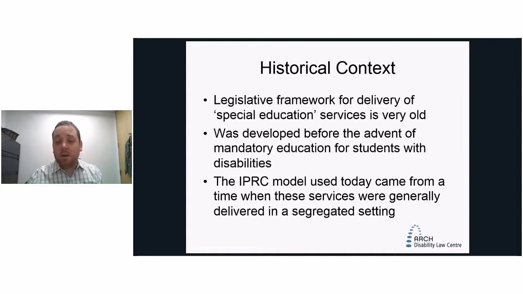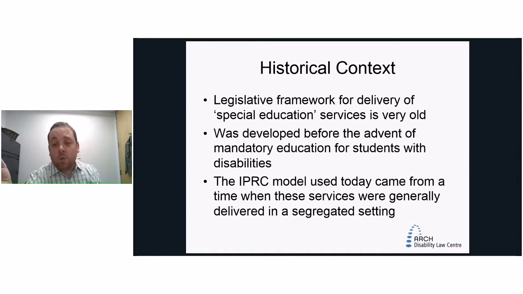So things like the Identification, Placement, and Review Committee model, I guess you would call it, is really old. For those of you who don't know, I'm sure many of you do, but I think it's important to go over, it is just the mechanism through which schools identify students as having a disability and then basically choose where they go within the education system to get what they need.